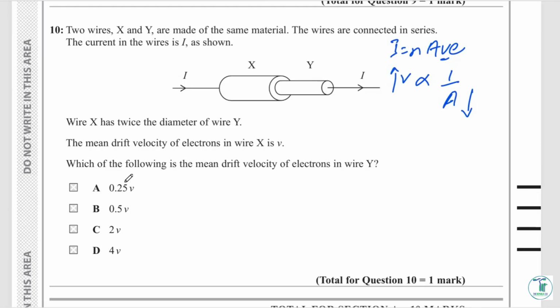So you cannot go with 0.25, you cannot go with 0.5. Either 2 or 4 is going to be the right answer. But if you think about the formula, the area is pi d squared upon 4. So if you're doubling the diameter, the original area is multiplied by a factor of 4. That is why the drift velocity of wire Y, since it has a lower area, should be 2 squared, that is 4v. So I'm going to go with option D.